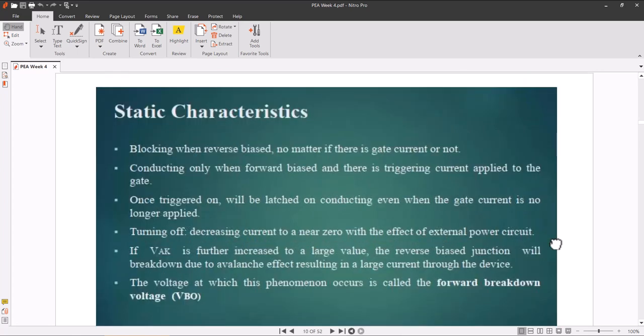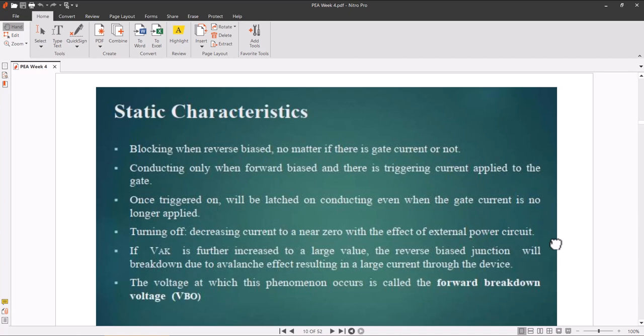Static characteristics: it blocks when reverse biased, no matter whether there is gate current or not. It conducts only when forward biased and a triggering current is applied to the gate. Once triggered on, it stays latched on and conducting even when the gate current is no longer applied. So if it is on, you don't need the gate. Now the gate is irrelevant; it is relevant only when it is blocking in the forward direction.